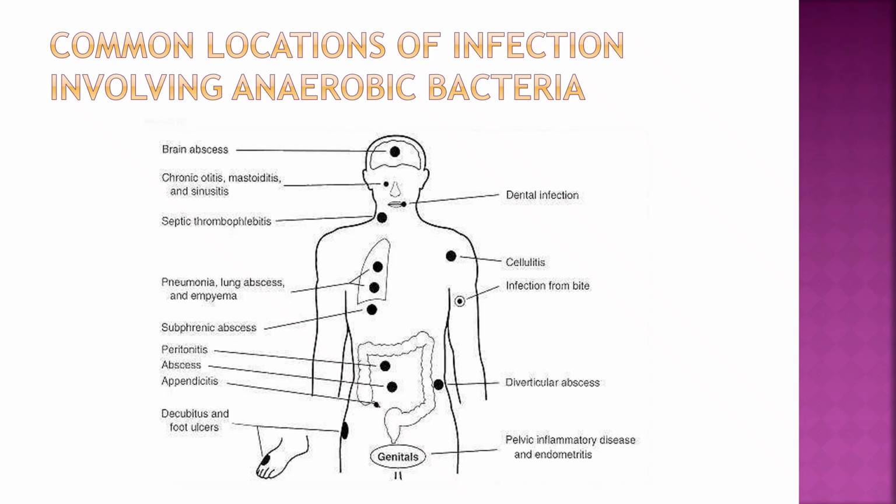Here you can see common locations of infection involving anaerobic bacteria. There are brain abscess, chronic otitis, mastoiditis, sinusitis, thrombophlebitis, pneumonia, abscess, peritonitis, appendicitis. You can see dental infection, cellulitis, then diverticular abscess, pelvic inflammatory disease or endometritis. So these are all common infections caused by the non-sporing anaerobic bacteria.